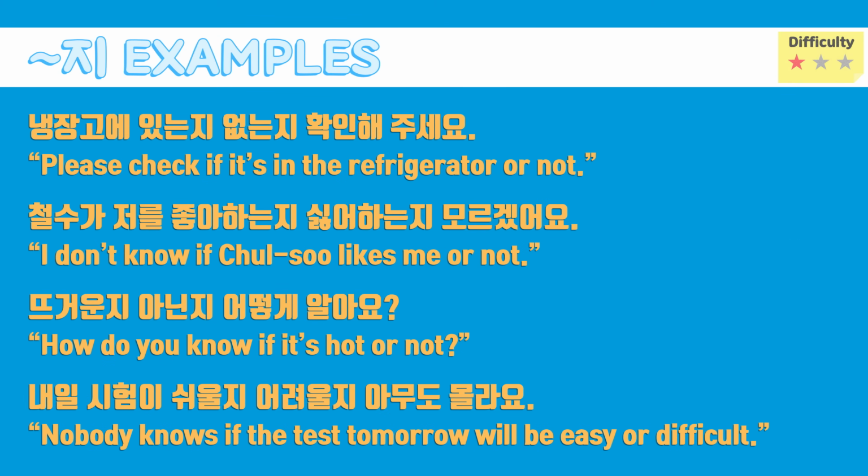냉장고에 있는지 없는지 확인해 주세요. Please check if it's in the refrigerator or not. 철수가 저를 좋아하는지 싫어하는지 모르겠어요. I don't know if 철수 likes me or not. 뜨거운지 아닌지 어떻게 알아요? How do you know if it's hot or not? 내일 시험이 쉬울지 어려울지 아무도 몰라요. Nobody knows if the test tomorrow will be easy or difficult.